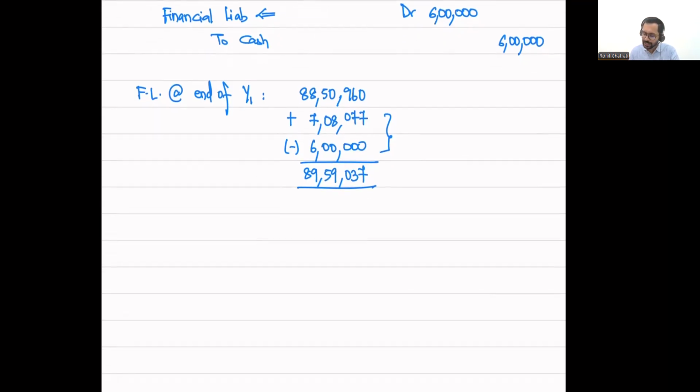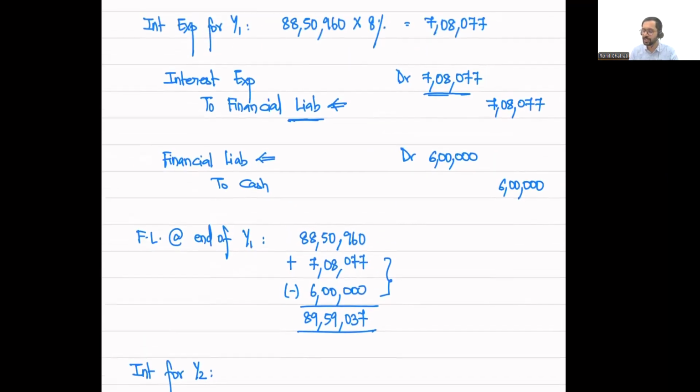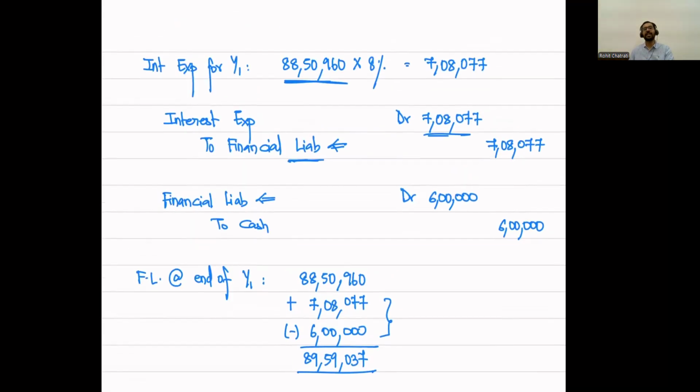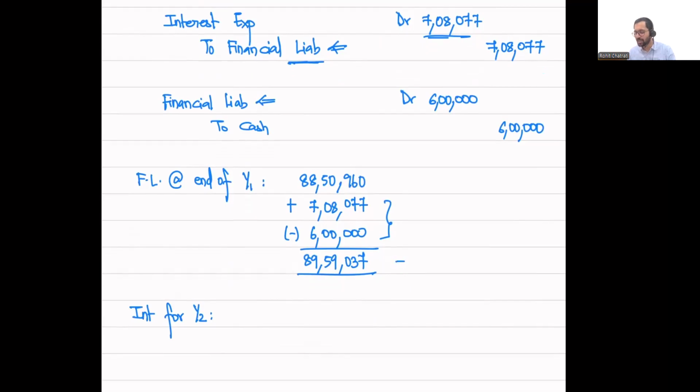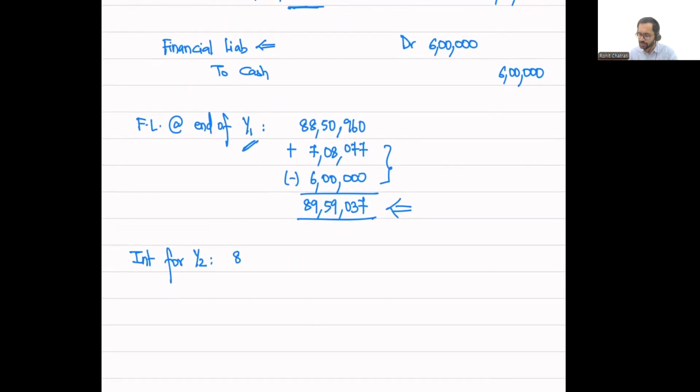Now, for calculating interest for year two, I am not going to calculate interest of 8% on the initial 88 lakh 50,000. 88 lakh 50,000 was the liability that was outstanding in year one. In year two, the liability that will be outstanding is 89,59,037. This is my financial liability at the end of year one, which means throughout year two, the debt that is outstanding is 89 lakh 59,037. Therefore, my interest for the second year will be calculated based on the revised debt amount of 89 lakhs 59,000 multiplied by 8 percent.